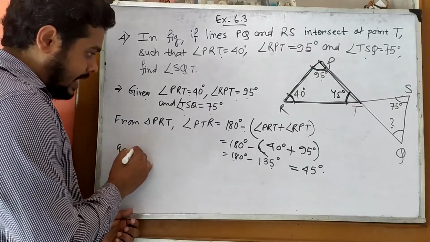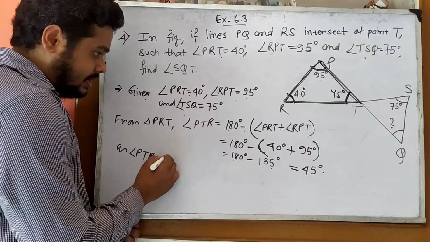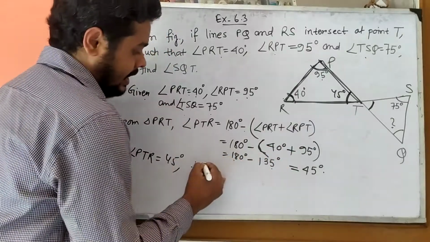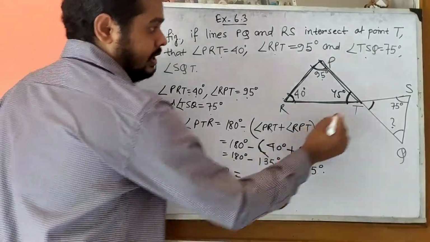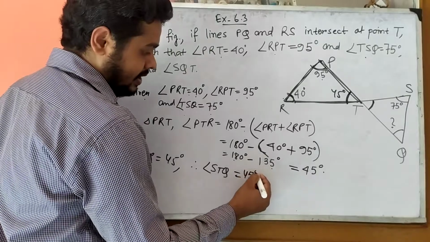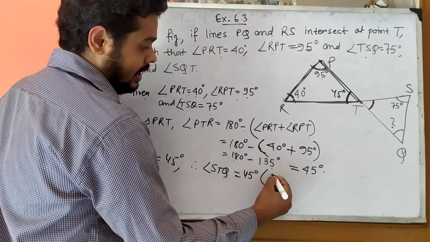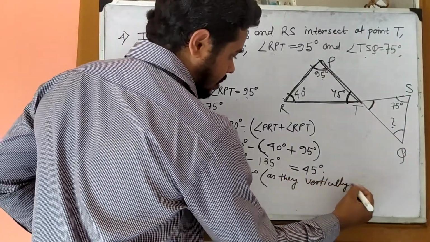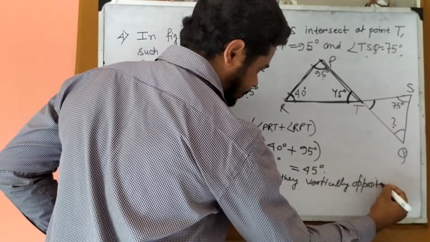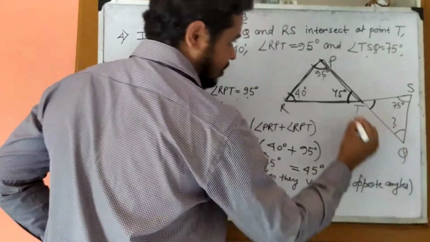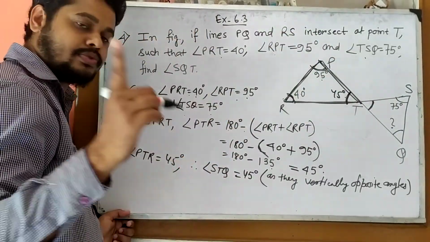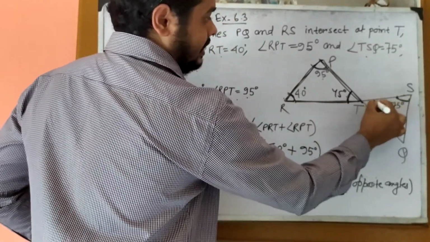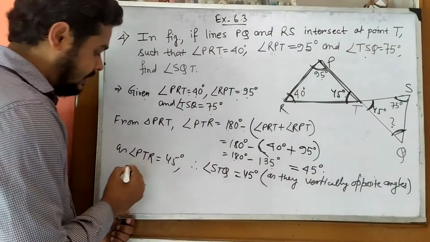Okay, now as angle PTR is 45 degrees, therefore we can say this angle STQ is also 45 degrees. Why? As they are vertically opposite angles. This one is 45, therefore this one will also be 45. By which property? Vertically opposite angle property. Now this one is 75, given, this one is 45, so we can find this one very easily.